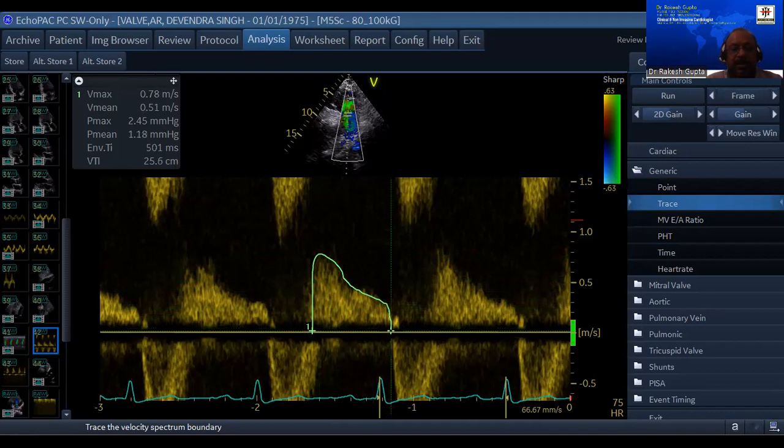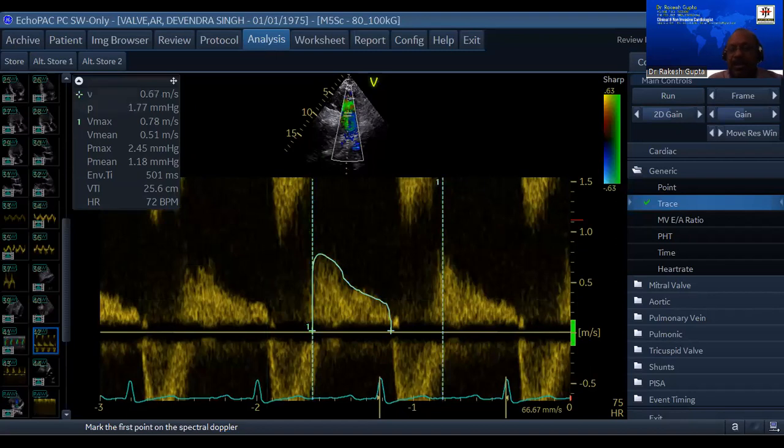Look at the VTI. How much is the VTI? VTI is 25.6 centimeter. First of all, let me just take a heart rate. So VTI in this patient is 25.6 centimeter. Any VTI more than 22 is considered as abnormal.